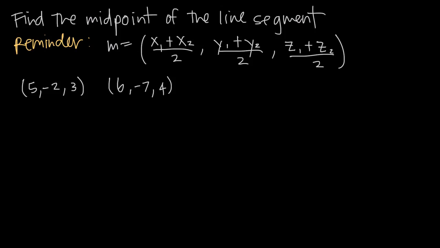In this video, we're talking about how to find the midpoint of a line segment in three-dimensional coordinate space. And in this particular example, we've been given the endpoints of the line segment. One endpoint is (5, -2, 3). The other endpoint is (6, -7, 4).